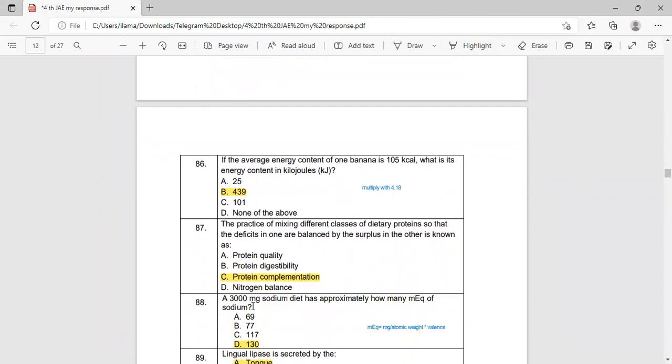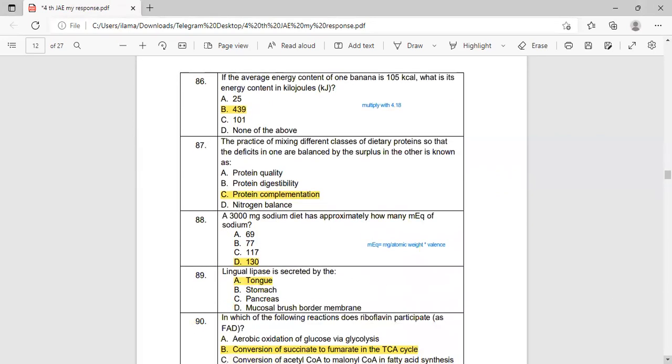Next one, a 3000 mg sodium diet has approximately how many milliequivalent of sodium? Here, to find the milliequivalent, you have to divide the given weight, that is 3000 mg, divided by the atomic weight into valency. Here the atomic weight of sodium is 11 and then valency is 1. So the correct answer is 130. Next one, lingual lipase is secreted by tongue.